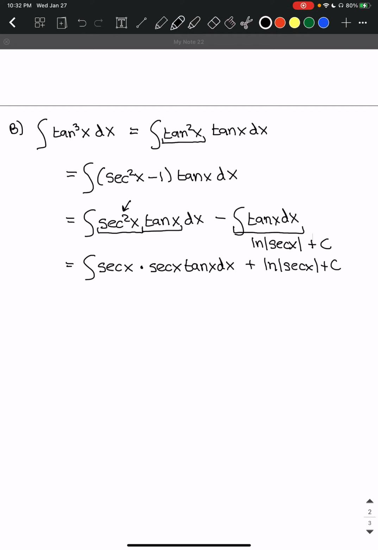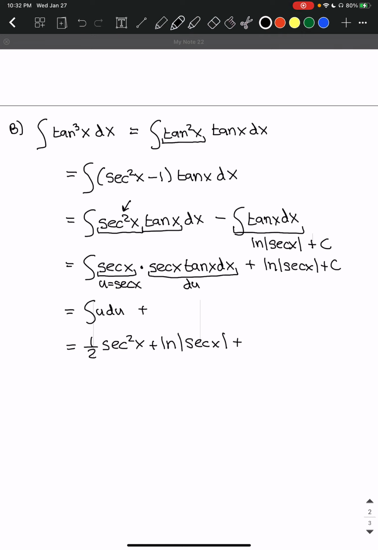And what you notice here is I manufactured a u substitution out of this. So I have u equal to secant of x. Whoops, I just wrote sex, whatever. Secant of x du. And then we simply have the integral of u du plus the other stuff. So this gives me 1/2 secant squared of x plus the natural log of the absolute value of secant of x plus c.